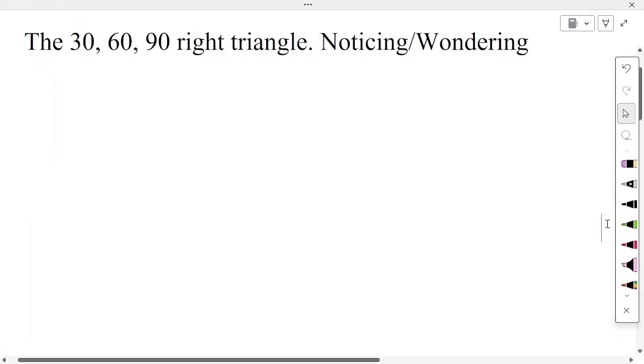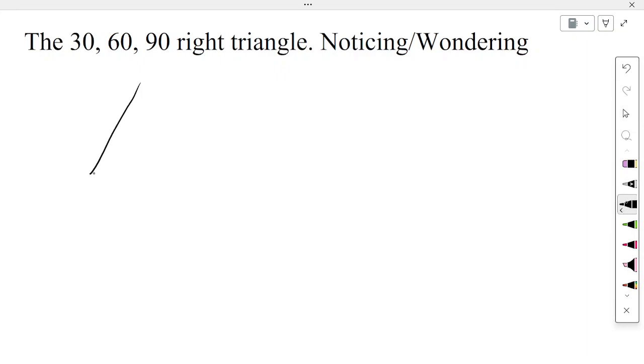All right, so we're going to look at the 30, 60, 90 right triangle, but I kind of want to show you that right triangle based on an equilateral triangle. So it doesn't look too equilateral. Let me try to make all sides look like they have the same measurements. All right, so let's say each side has a measure of 2 units.